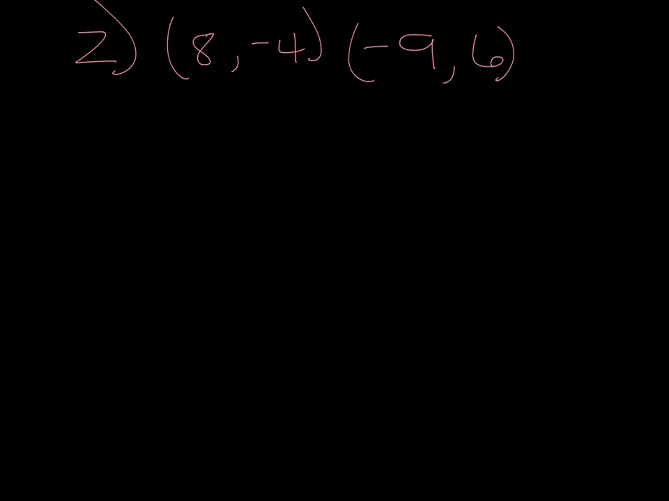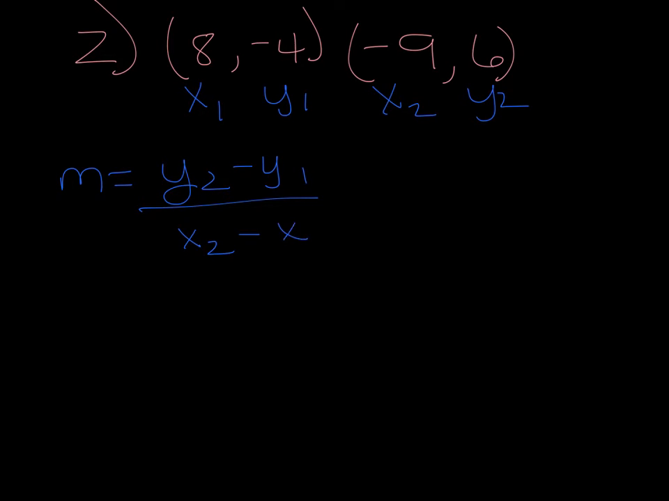All right, here's sample number 2. So when I give you the 2 points, (8, -4) and (-9, 6), I would highly suggest that you label your points x sub 1, y sub 1, x sub 2, y sub 2, and make sure you know the formula. The formula never changes. It's y sub 2 minus y sub 1 over x sub 2 minus x sub 1. Now I'm ready to start plugging in my numbers. So y sub 2 is 6 minus y sub 1 is -4. On the bottom, x sub 2 is -9. The formula says minus, and x sub 1 is 8.